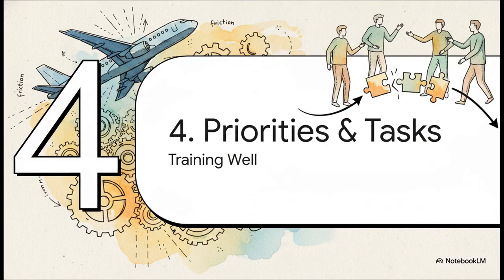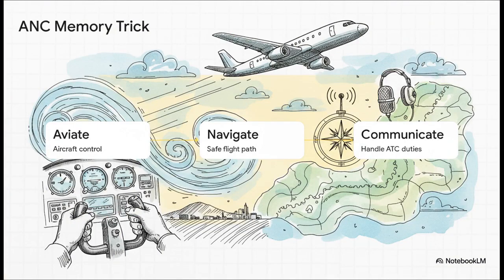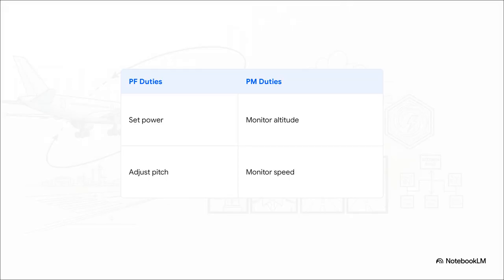Which brings us to Section 4, priorities and task sharing. So, how do we fix that high-stress chaos? The guidelines give us crystal clear priorities. And here is a super easy trick to lock it in: the ANC memory trick. Aviate, navigate, communicate. Aviate is always number 1. Controlling the aircraft and getting it safely away from the dirt is your absolute top priority. Seriously, ignore the radio, don't stress over the perfect heading just yet. Fly the airplane first.